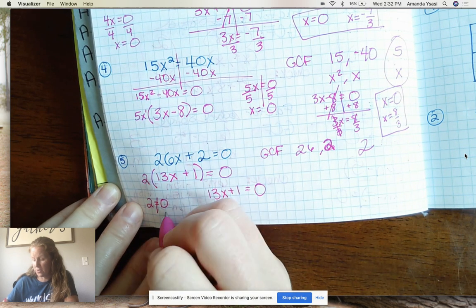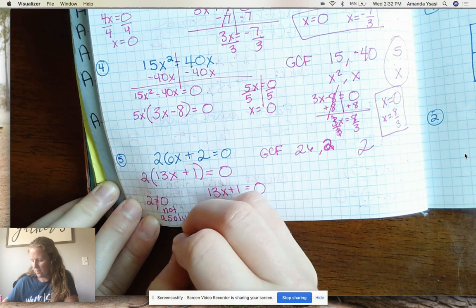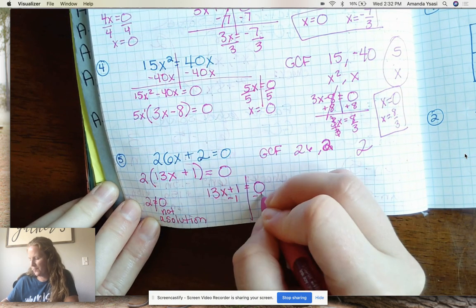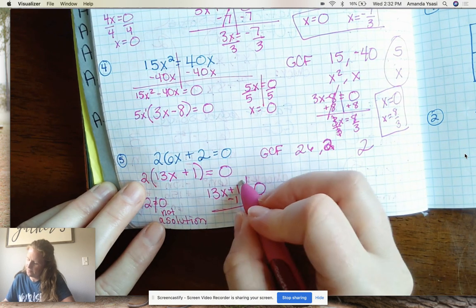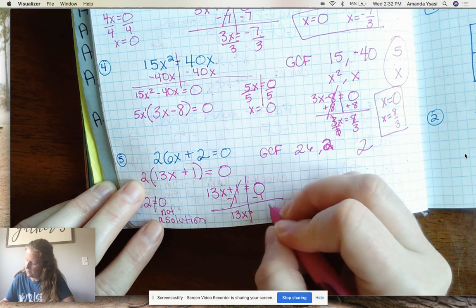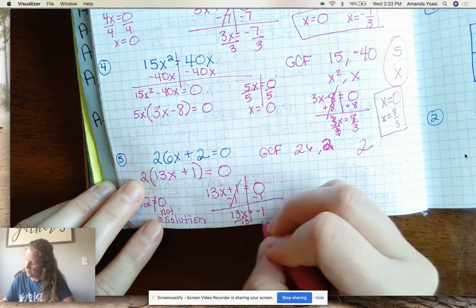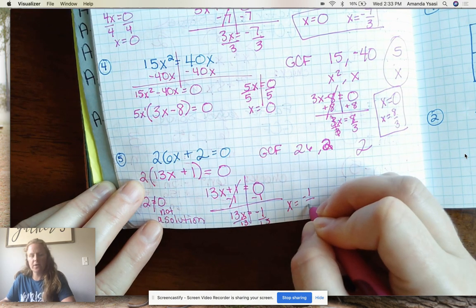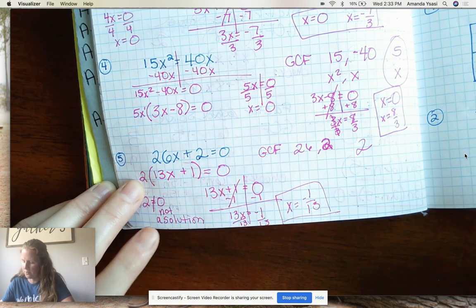So this is not a solution. So this must be the solution. X equals negative 1 over 13. Okay, so we just have one solution because that first one didn't work out.